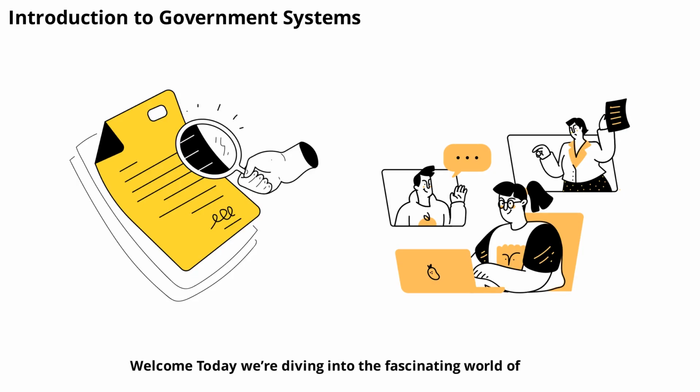Welcome! Today, we're diving into the fascinating world of government systems and how they are maintained. Governments are complex organizations that require constant attention to keep running smoothly. From the local level to the national stage, each system has its own unique structure and set of responsibilities. But what keeps these systems functional and effective? In this video, we'll explore the key elements that ensure governments continue to serve their citizens, adapt to change, and uphold the rule of law.